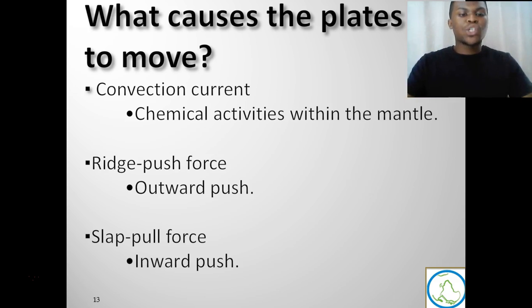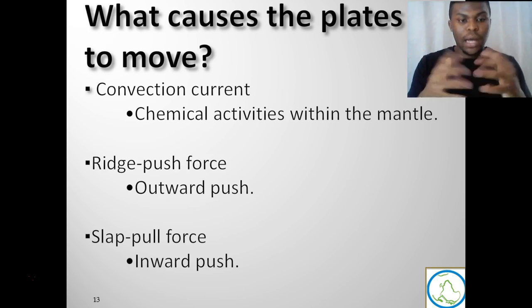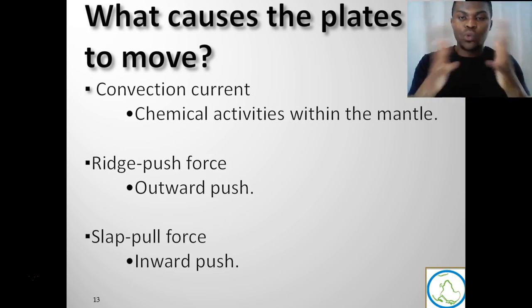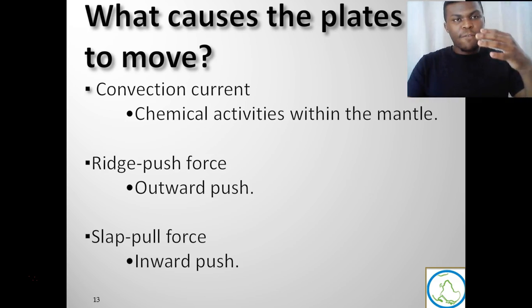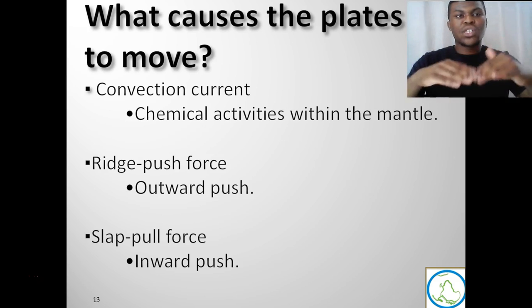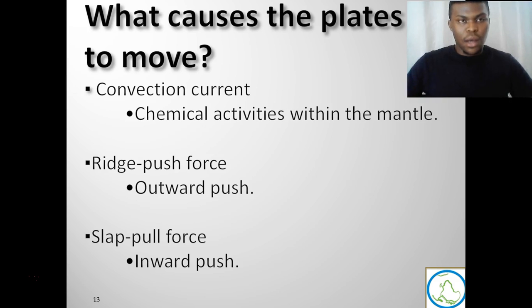And then we've got the ridge push force outwards, which is the outward push, whereby the upwelling of magma rises and forms new crust, which pushes away the old and dense crust.